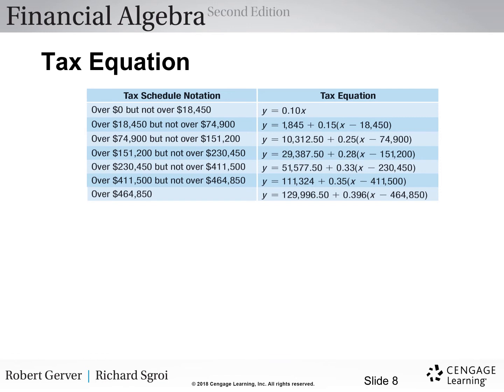So let's look at a tax equation. On the left side of our chart here, we have tax schedule notation: over $230,450, but not over $411,500. The tax equation would be y is equal to $51,577.50 plus 0.33 times x minus 230,450. So here's your tax equation from your tax schedule notation.